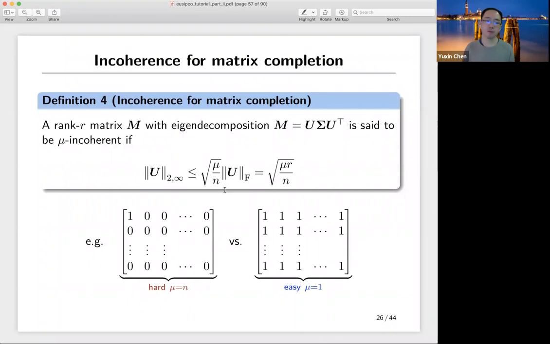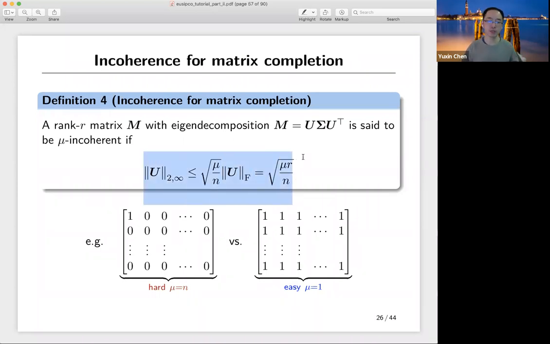Okay, so before I move on, let me quickly remind you what the incoherence condition for matrix completion is. The standard matrix incoherence condition is defined as follows. Imagine that I have a low rank, rank R matrix M. Suppose that this is a symmetric matrix with eigen decomposition U times sigma times U transpose. Then this matrix is said to be mu incoherent if this condition is satisfied.